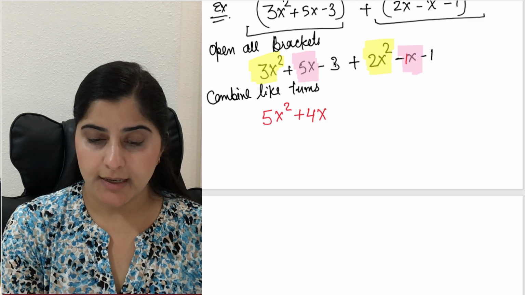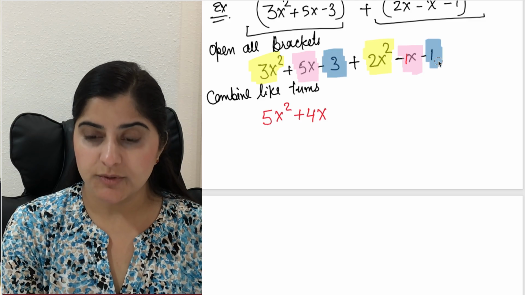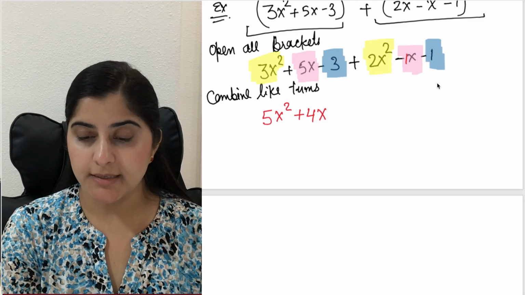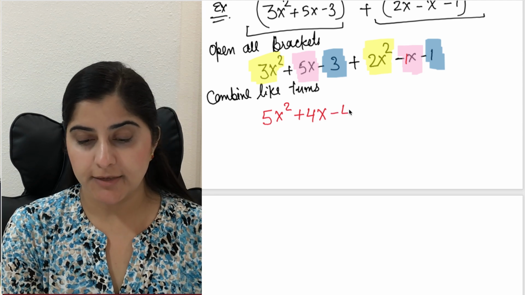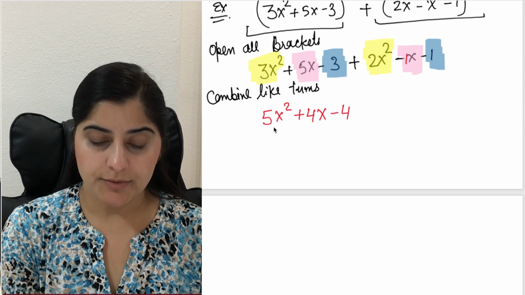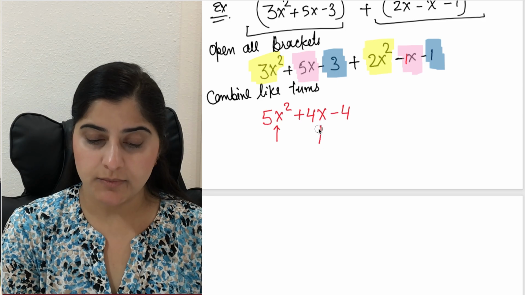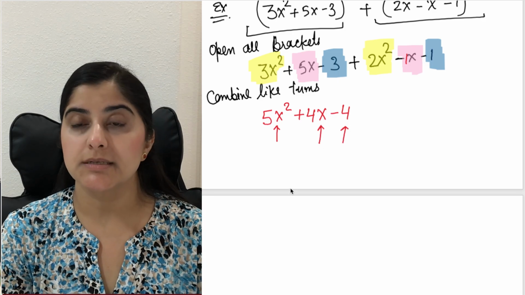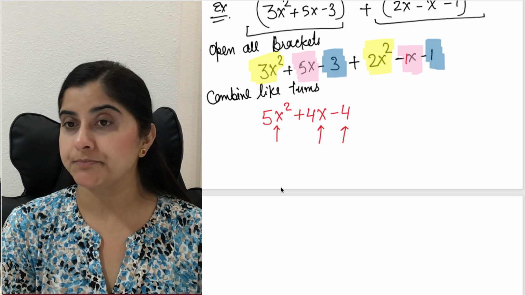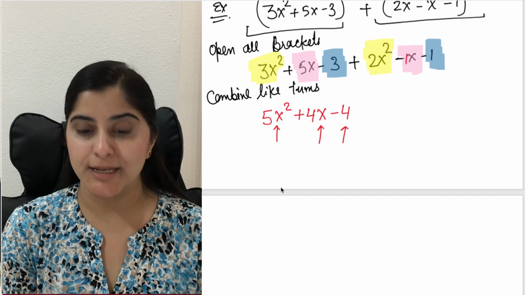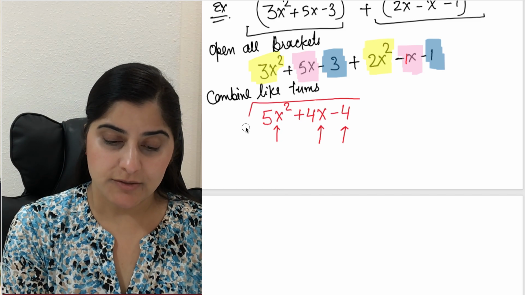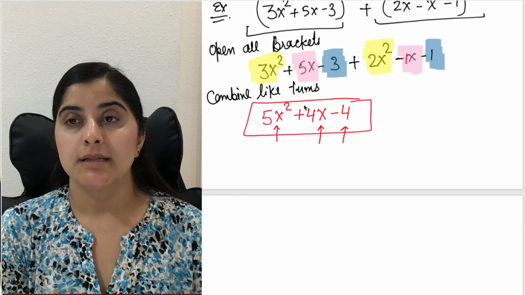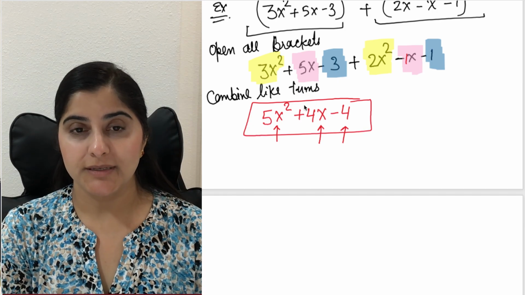And at the very last, we have the constant terms. We have two constant terms, minus 3 and minus 1. If you combine them together, it will give you minus 4. Now you see that we have one x squared term, one x term, and one constant term. All three terms are different. We cannot further combine any two terms and make this expression simpler and smaller. So we will stop here and say this is the sum of the given two polynomials.